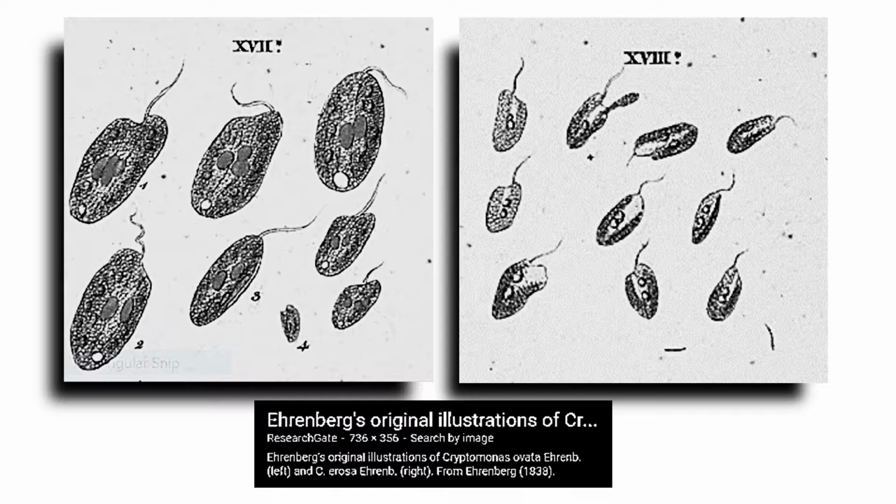Here are the original drawings by Ehrenberg in his illustrations of 1838 of Cryptomonas ovata and Cryptomonas erosa. Cryptomonas is known to be a biflagellate, that is, it has two flagella. Careful examination of these drawings suggests that there may have been at some time doubt as to whether the two flagella were perhaps only a single flagellum.